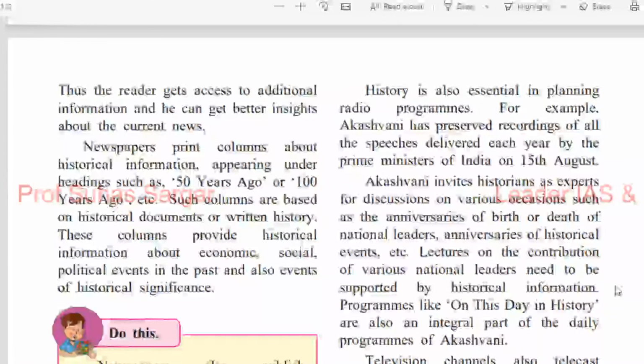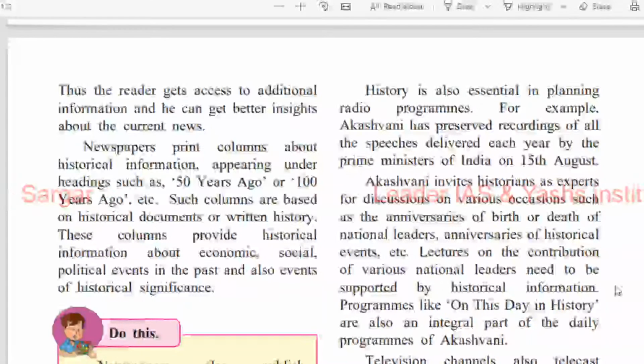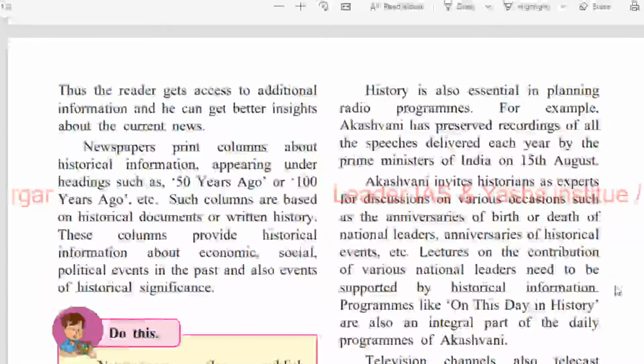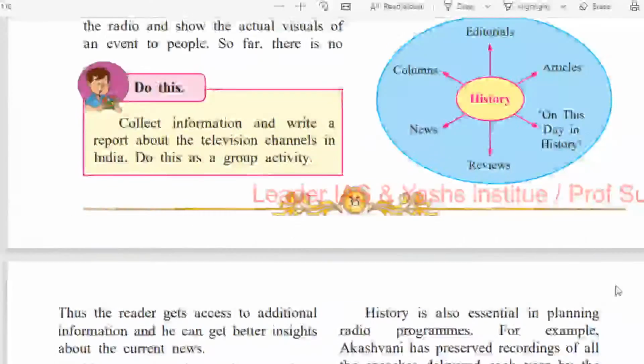Newspapers print columns about historical information appearing under headings such as 50 years ago or 100 years ago, etc. Such columns are based on historical documents or written history. These columns provide historical information about economic, social, political events in the past and also events of historical significance.